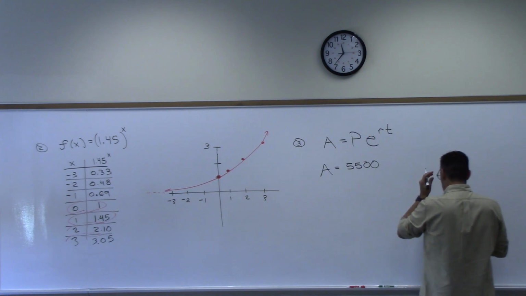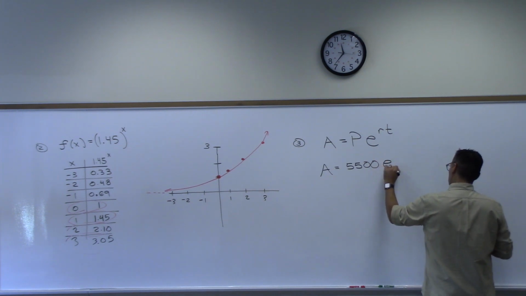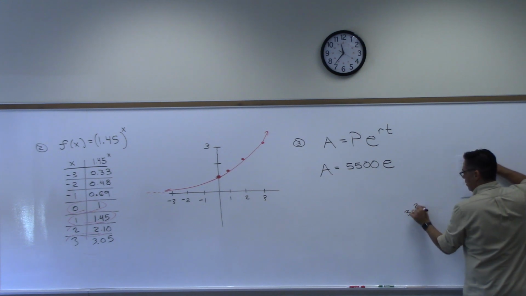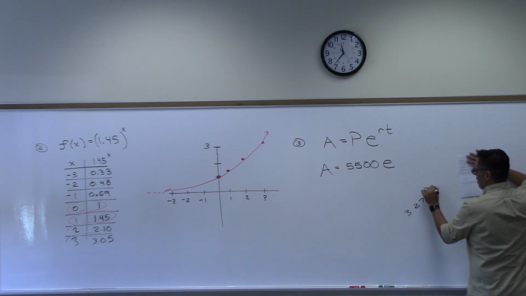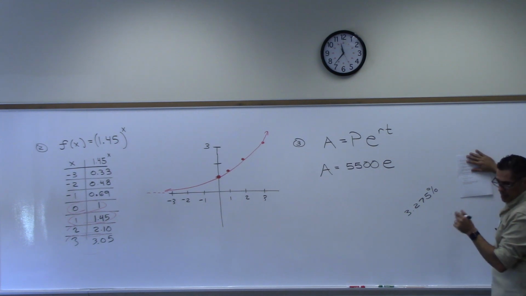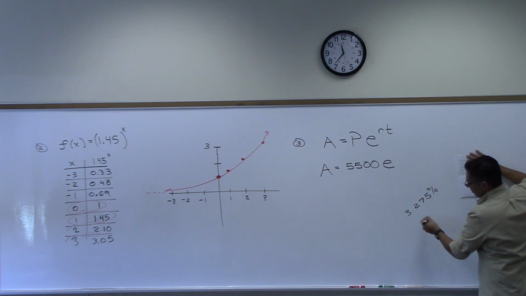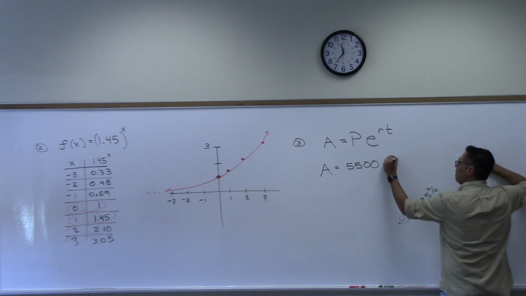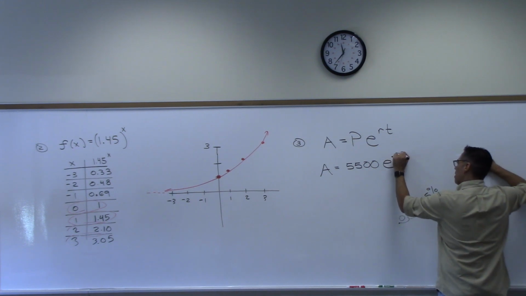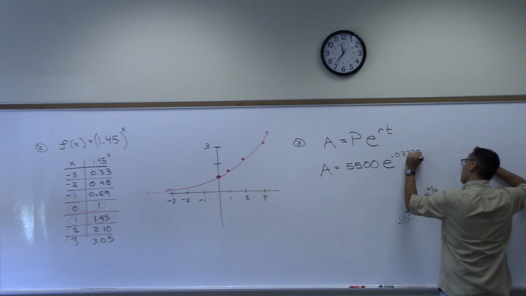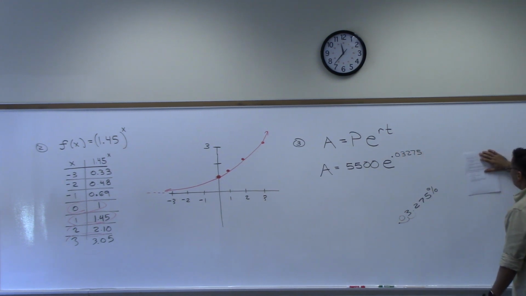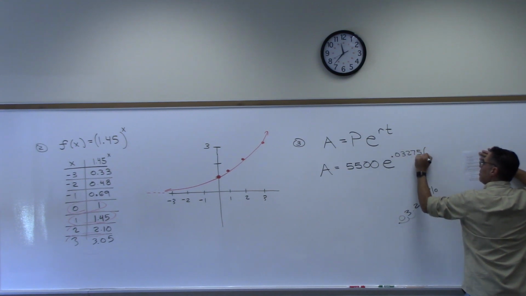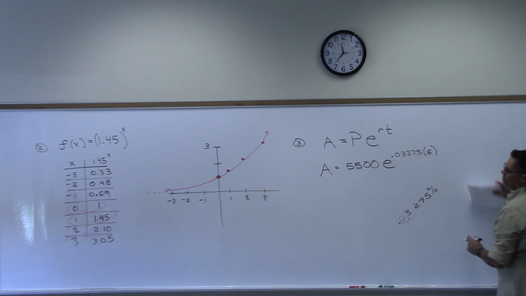And then it'll be e raised to the, okay, our interest rate was 3.275%, right? But in the formula, remember, you have to convert that to a decimal. So we move the decimal point 2 places to the left. And so this should be 0.03275. But then I have to multiply that number by what? The time. 6. Just like that.